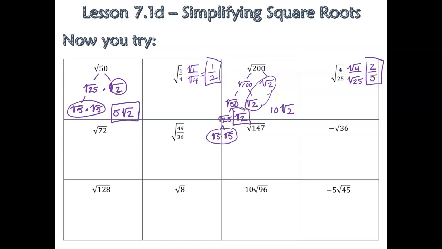72. Let's try the other method here. I'm going to think of all of the factors, and the highest perfect square factor I can think of is 9 times 8, which is the square root of 9 times the square root of 8. So 8 now has its own perfect square factors. So I have 9 times 4 times 2. Square root of 9 is 3, square root of 4 is 2, and the other 2 stays inside. So I have 6 root 2.